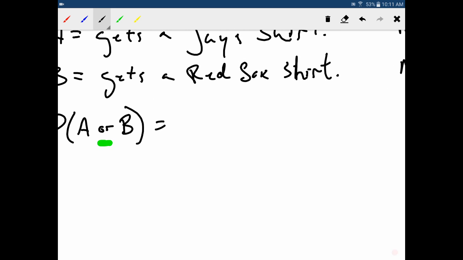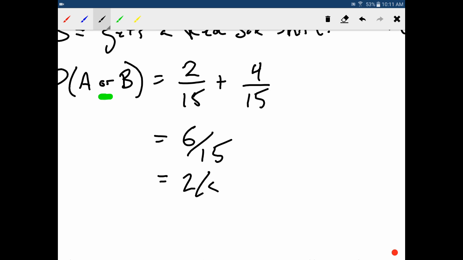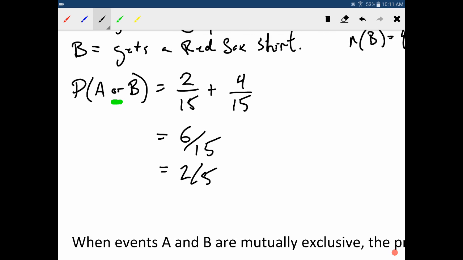So the probability of event A or B: what's the probability of event A, which is 2 out of 15, plus 4 out of 15, which gives us 6 out of 15, which can of course be reduced to 2 out of 5. And so that's it. The probability of event A or B is 2/5. What you're noticing, hopefully, is that it is the or, and just like last unit, when we have an or, we are going to be adding.